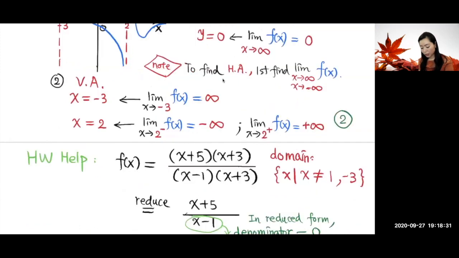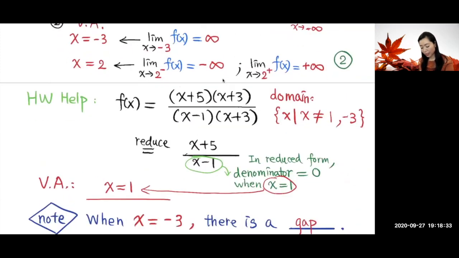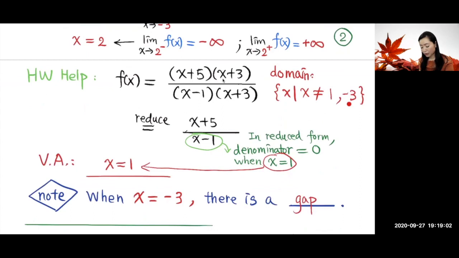Now I'm going to give you a hint for this homework, okay? This will be homework help. In your homework, you see this function. It is a rational function. In other words, it is a polynomial divided by a polynomial. The domain for this function will be all real numbers except those numbers that cause 0 in the denominator. So the domain for this function is all real numbers x such that x does not equal 1 or -3.